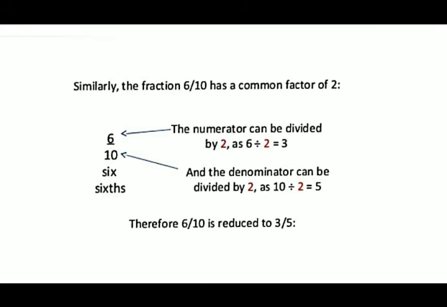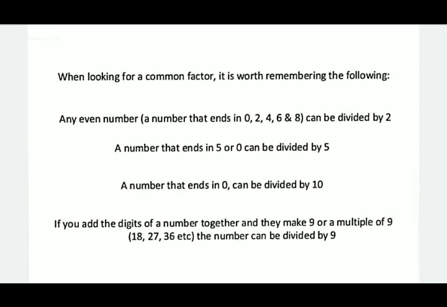Another example is the fraction 6 by 10. In 6 by 10 the common factor is 2. Here you can see 6 and 10 both come in the table of 2. In 6 by 10, the numerator can be divided by 2. So 6 divided by 2, the answer is 3. And now the denominator also we will divide by 2. So 10 divided by 2 will be 5. So what is the simplest form of 6 by 10? 3 by 5.